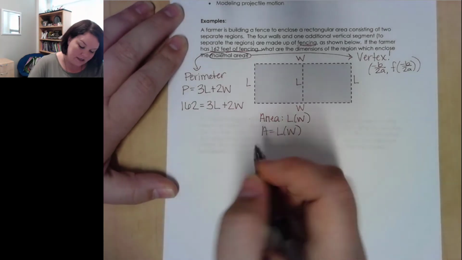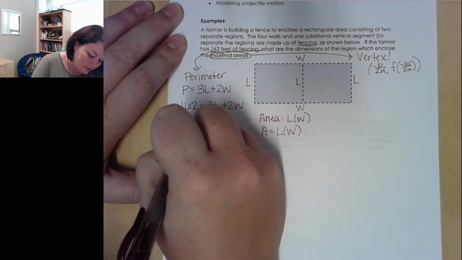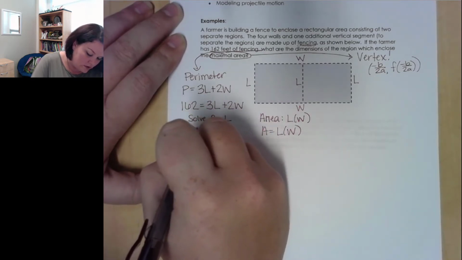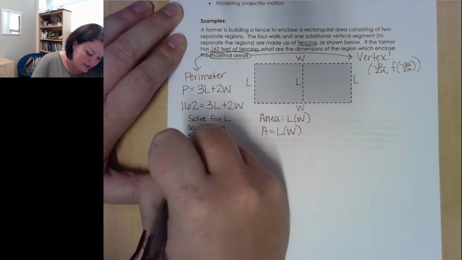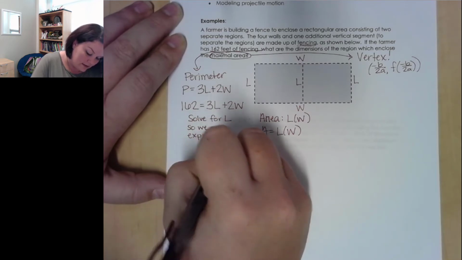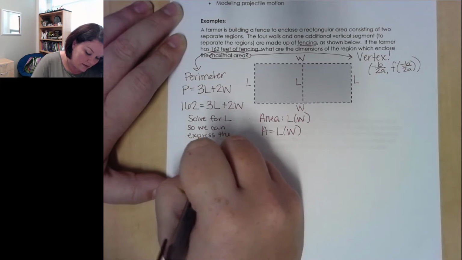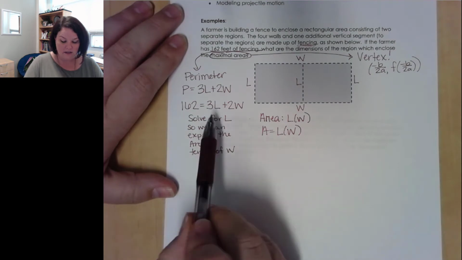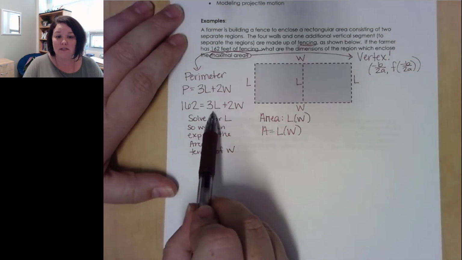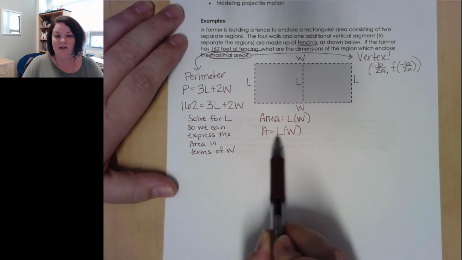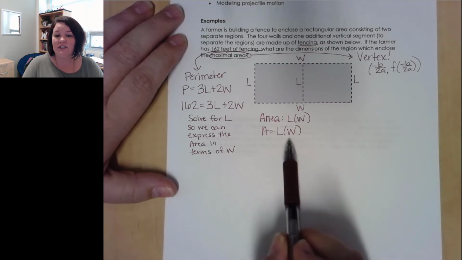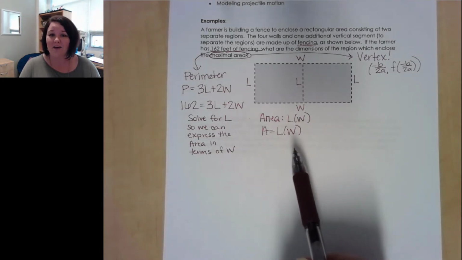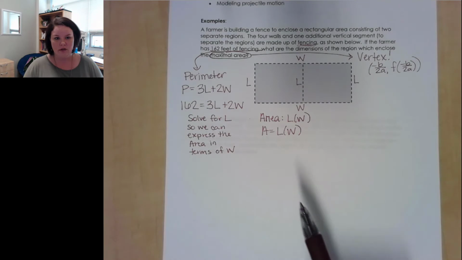Why not? So to solve for L, so we can express the area in terms of W, okay? So if I can solve this for L and I know what L equals, then I can plug the L in over here and I'll have an area function that just has W's, right? Or you can solve for W and plug it in and have a function of area that only has L's. Doesn't matter which one, I'm going to solve for L.